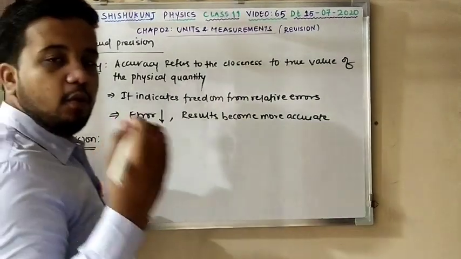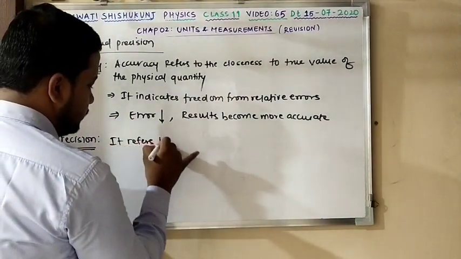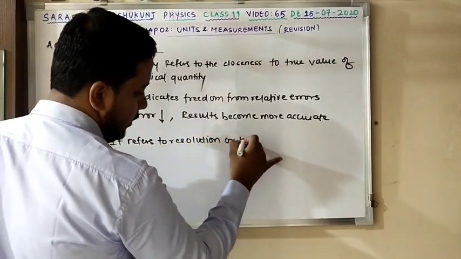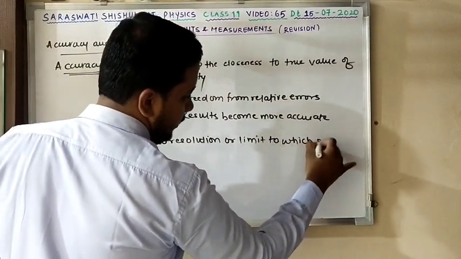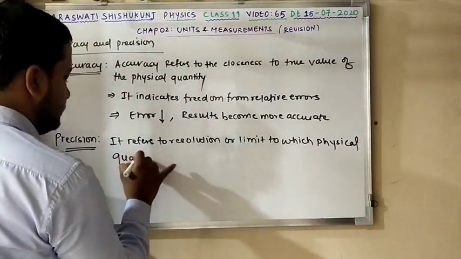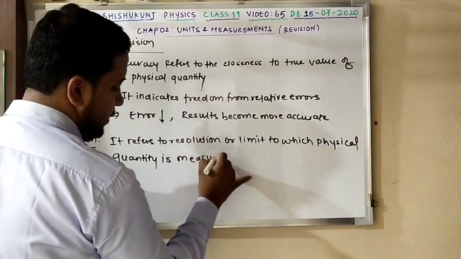Precision is nothing but what? It refers to resolution, or the limit to which a physical quantity is being measured. The limit to which a physical quantity is measured. Clear? This is nothing but precision.